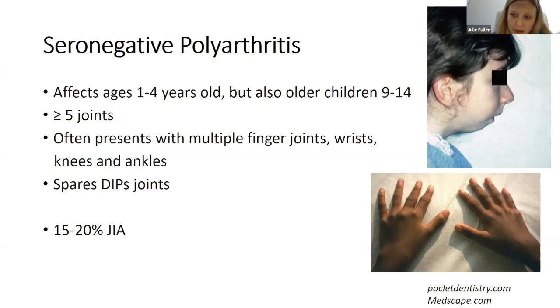The picture on the top is also illustrating a patient with TMJ involvement and resultant micrognathia, which we'll talk about a little bit more. They can also have cervical spine involvement, which is very common with this type of presentation. And as I mentioned, it classically spares the DIP joints. This represents about 15 to 20% of juvenile arthritis patients in the United States.